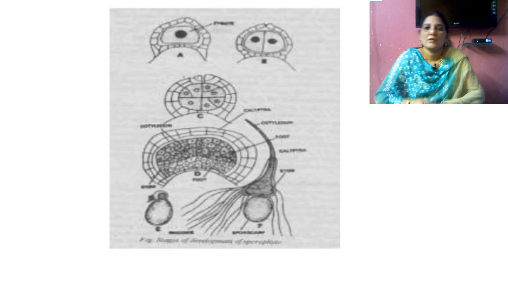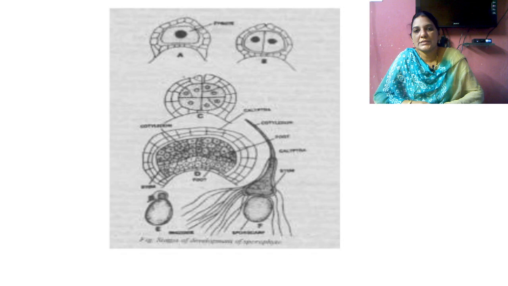So the upper cell and lower cell: the lower cell is called center cell, and the upper cell is called initial cell or primary cell, and it is divided into 4 cells, and they form one flask shaped structure, and the outer layer is called jacket cells.